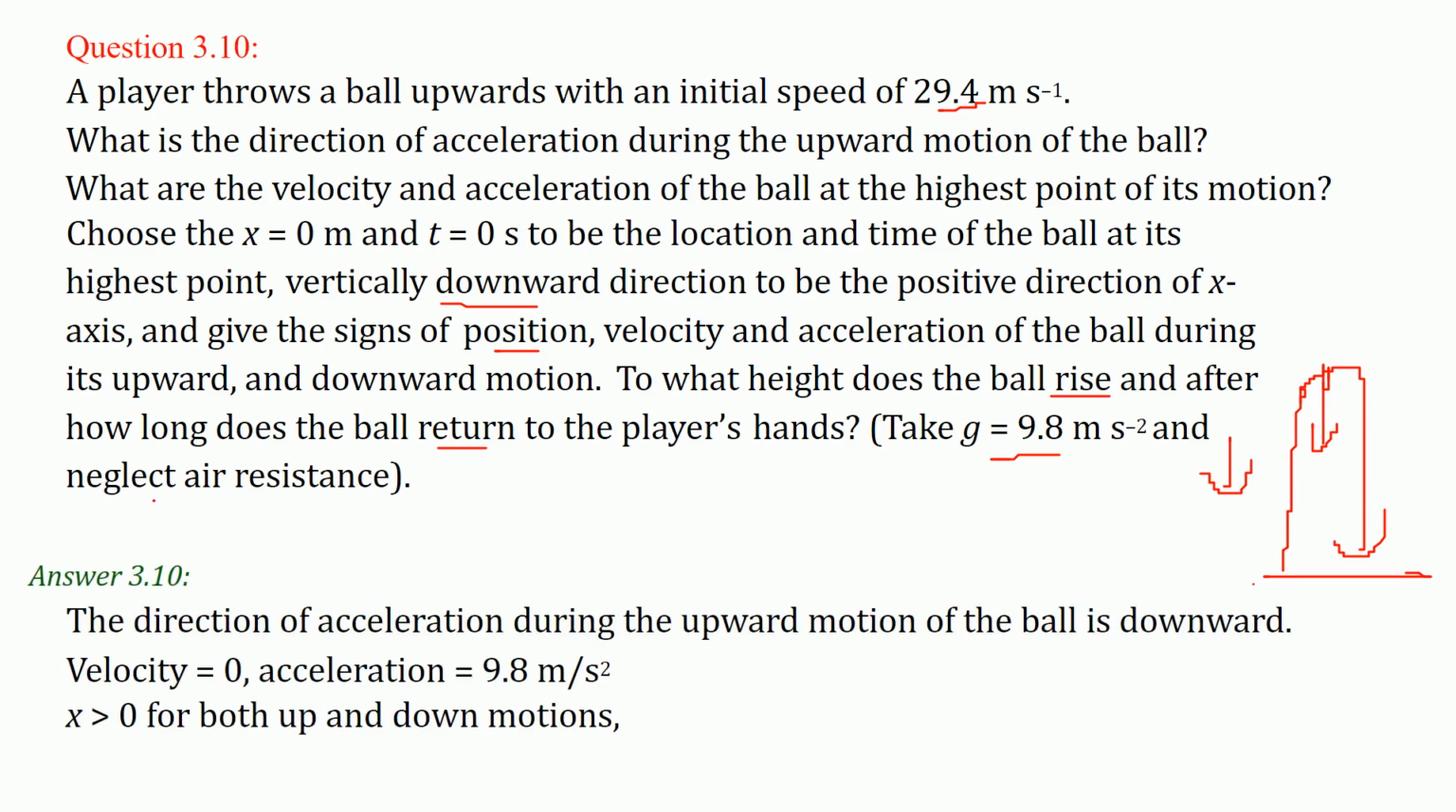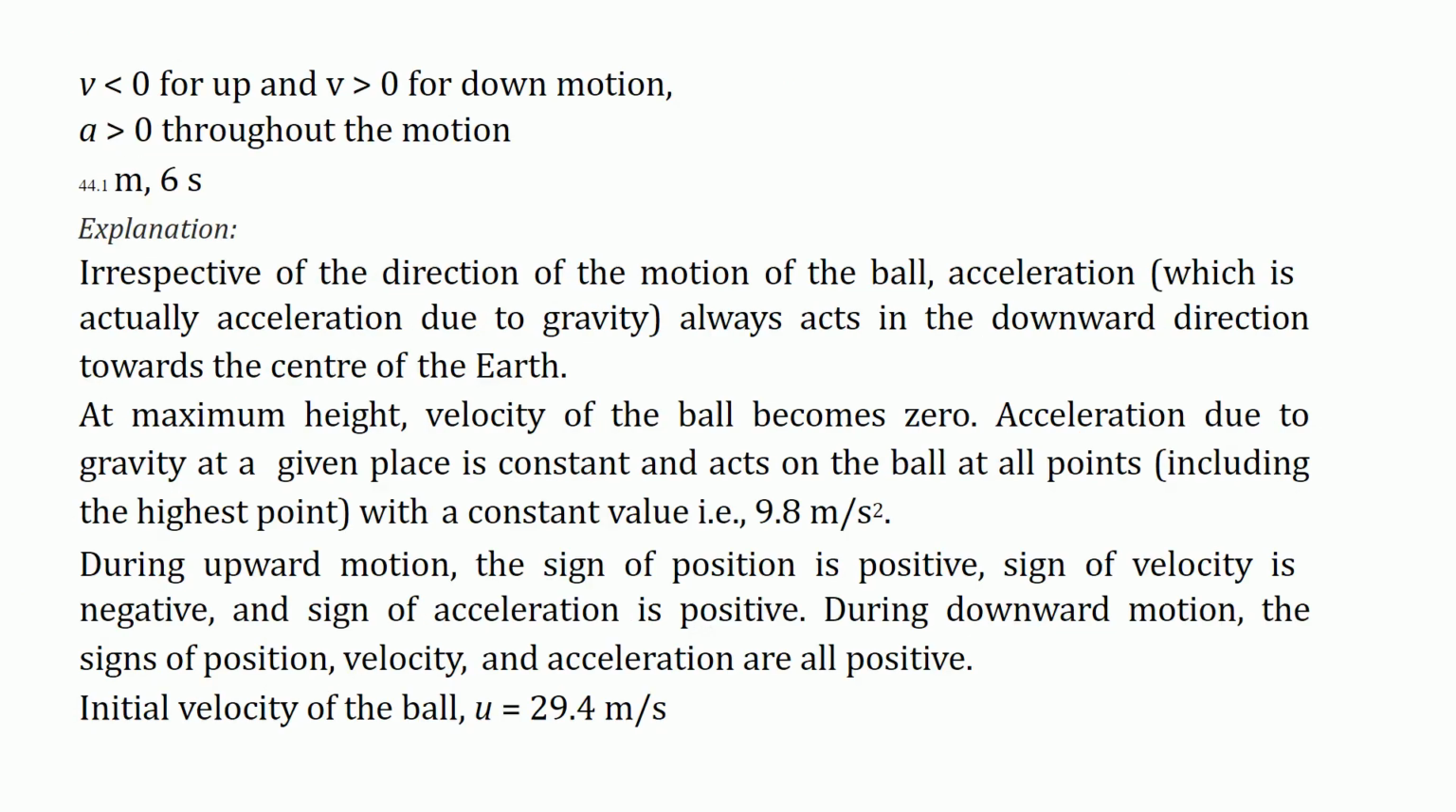What is happening here is the direction of the acceleration, as I said, is always to the center of the earth, and because there is an upward motion, the acceleration will be downward. So velocity is 0, acceleration equal to 9.8. x is greater than 0 when it is going up and down. v is less than 0 for up. v is greater than 0 for down, because here it is going to stop at some time and here, because of acceleration, it will gain some speed. And acceleration is greater than 0, which is actually 9.8, a constant value throughout the motion.